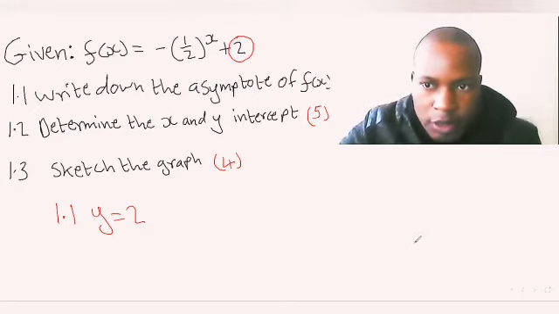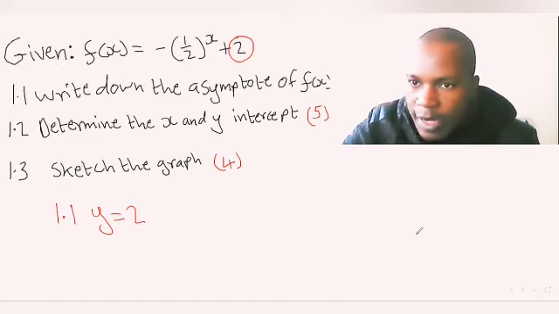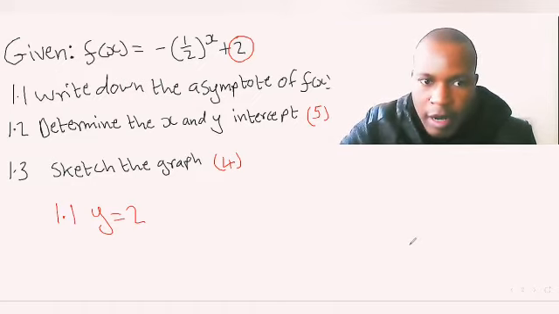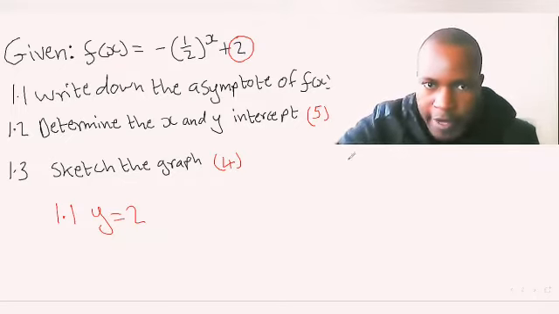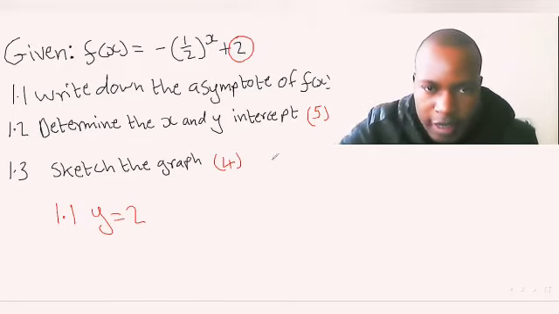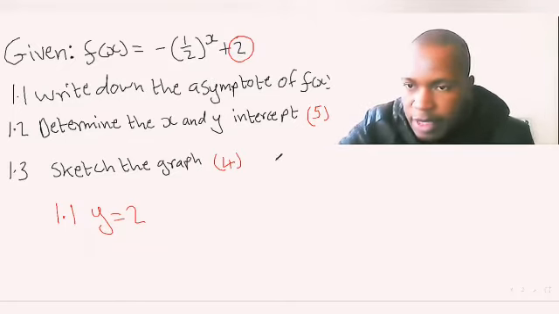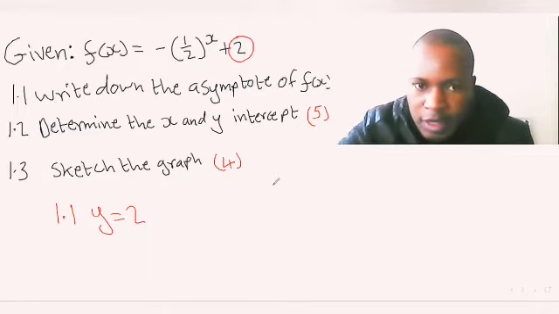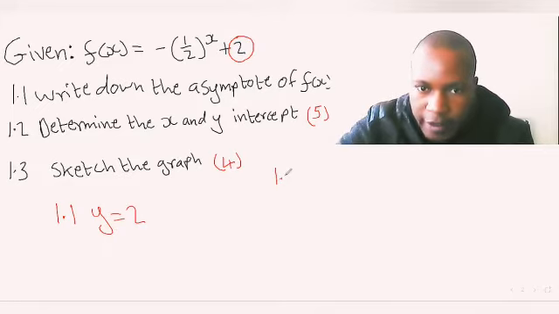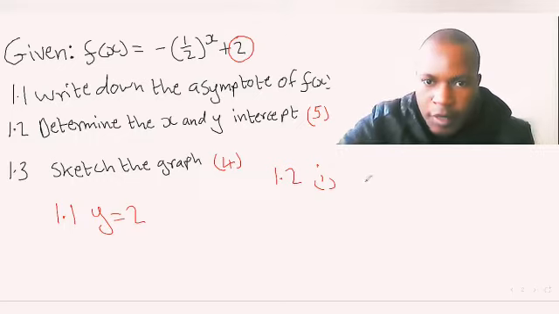Now 1.2 wants us to determine the x and the y-intercept. I want us to head on over to the next page to do so. Well, before we actually go to the next page, let's just find the y-intercept first, and then after that, we can do the x-intercept on the next page. So I'll just have a 1.2 there and a Roman figure 1.